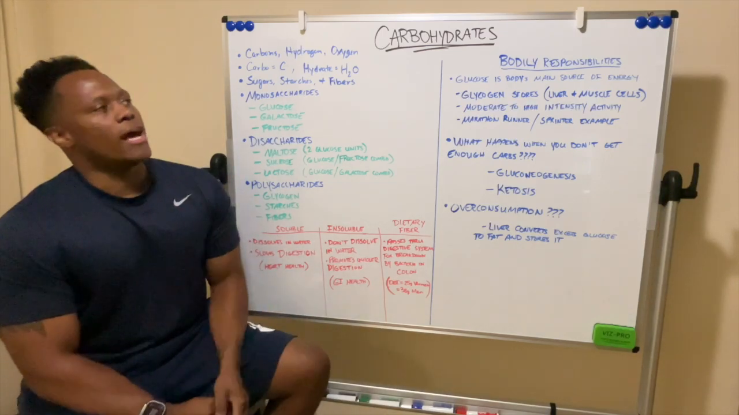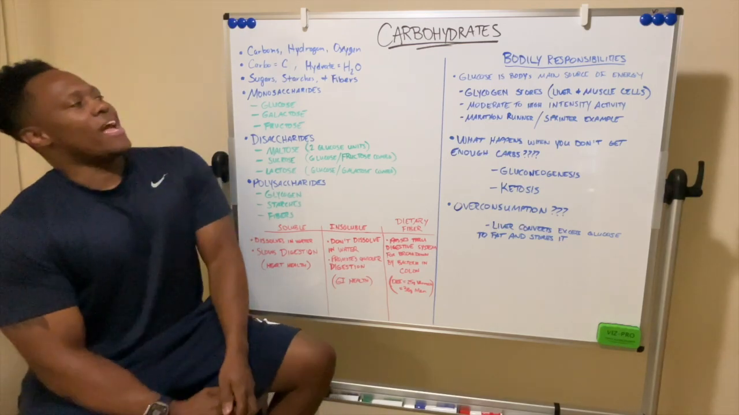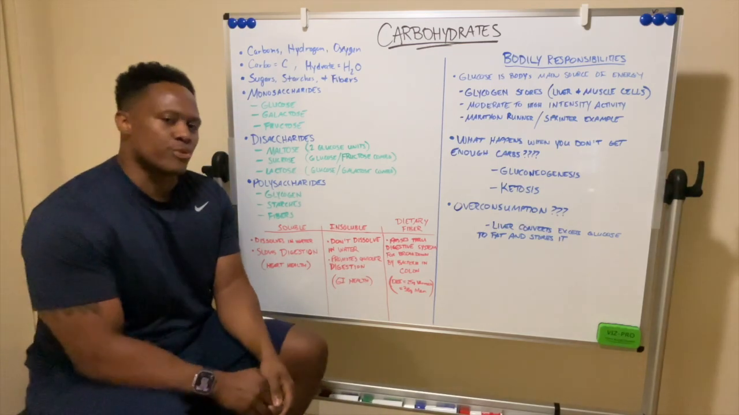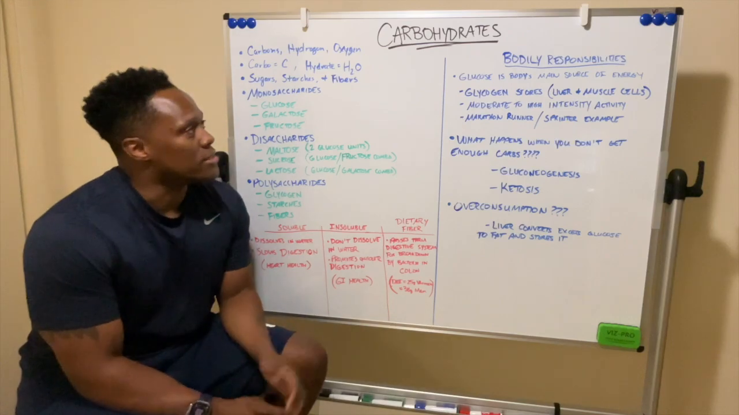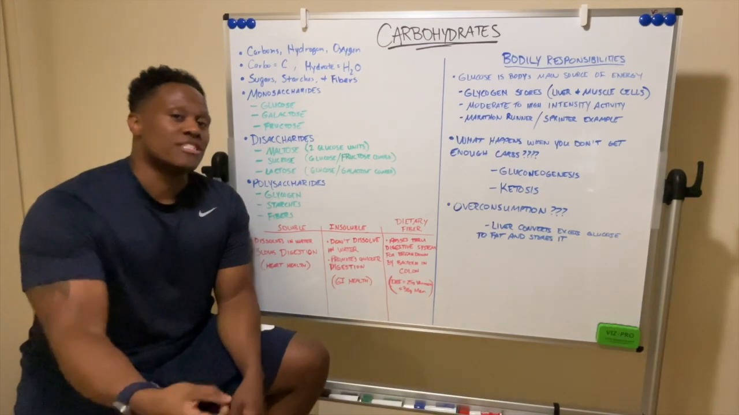But for right now, this is session 101A, so I've titled it. And we're going to talk about our first macronutrient, which is known as carbohydrates. The other two macronutrients, because there's three, are fats and proteins.